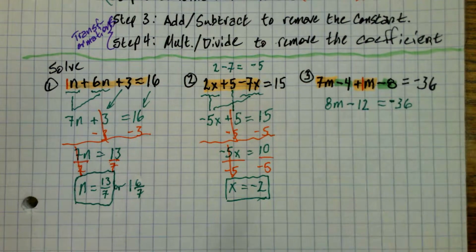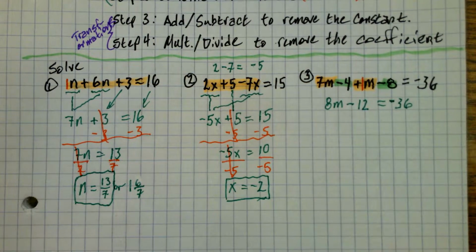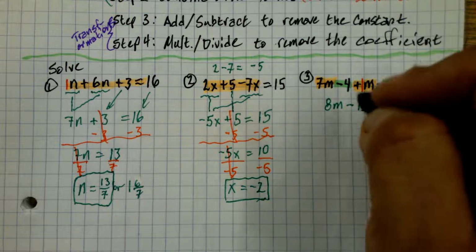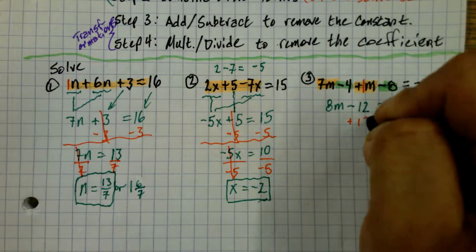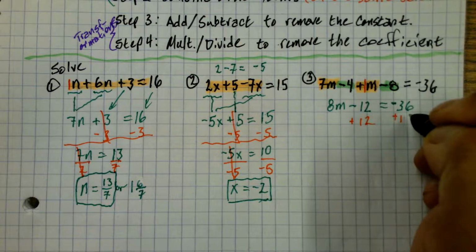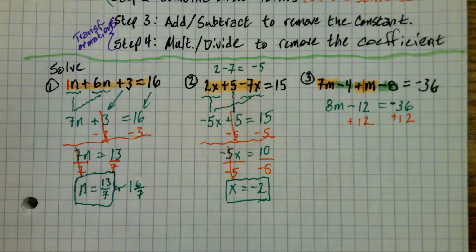Okay. So we just combined that. You just got to find your like terms. Now if you did this correctly, you have a two-step equation, which I have. So let's go ahead and get rid of this minus 12. Positive 12. Positive 12.